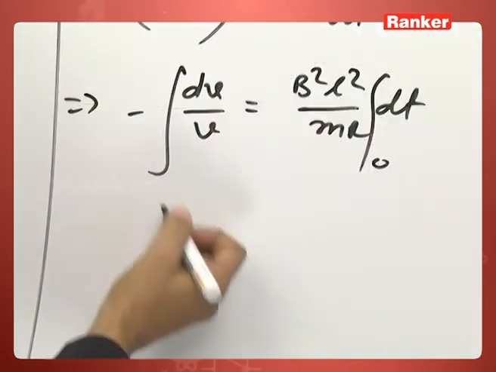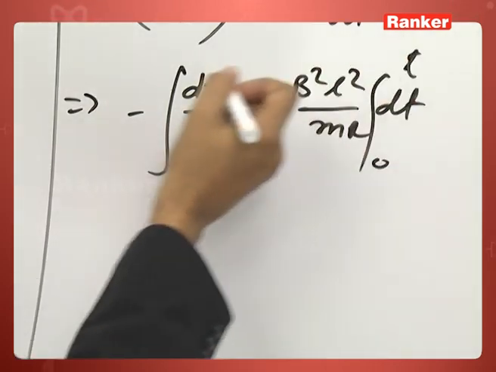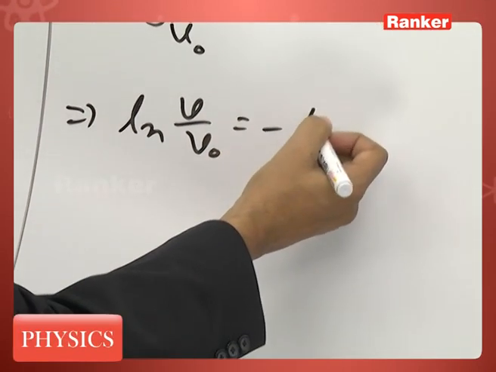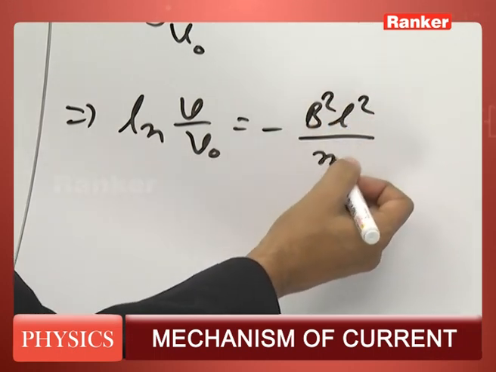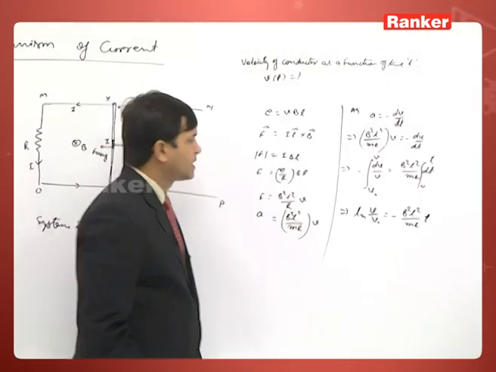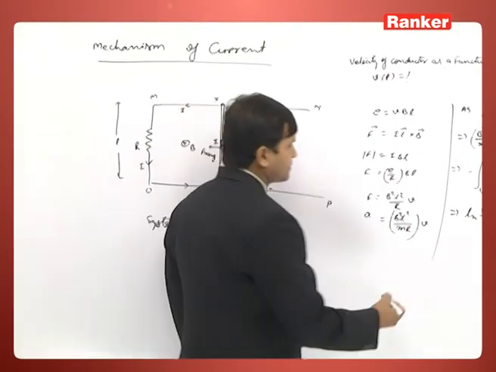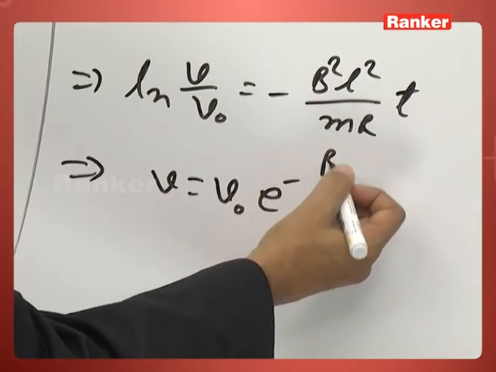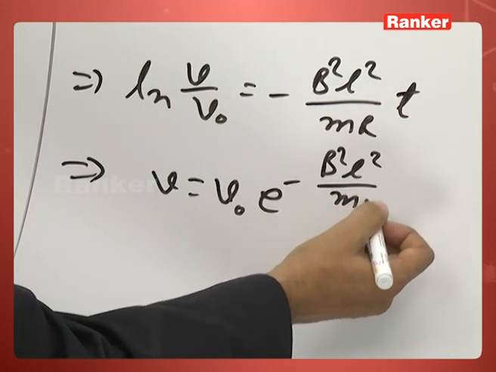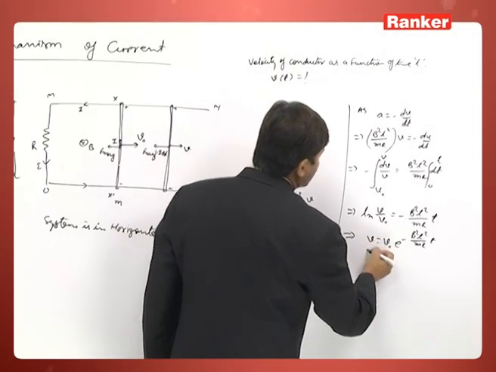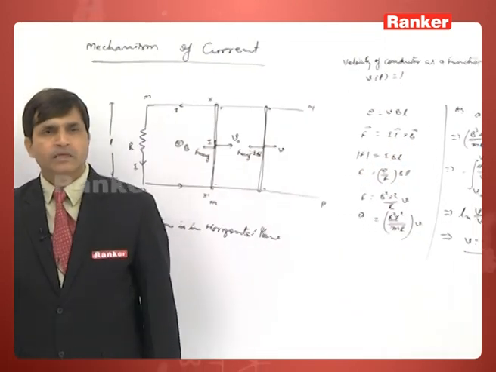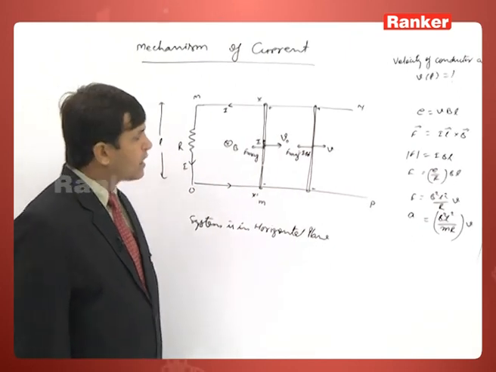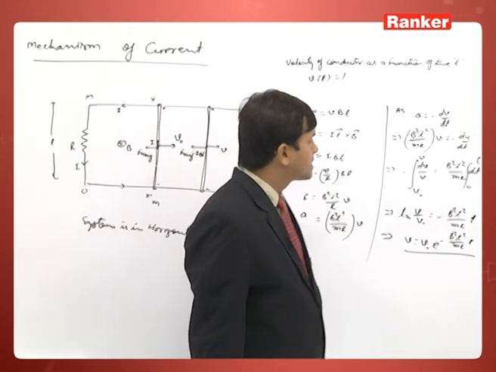At t equals 0 the velocity is V naught, and at time t the velocity is V, so we have ln V by V naught equal to minus B squared L squared by MR into t. This is the relation for velocity. So further we can write V is equal to V naught e to the power minus B squared L squared by MR into t. From here it is concluded that the velocity of the conductor varies with time exponentially. So after infinite time its velocity becomes 0.